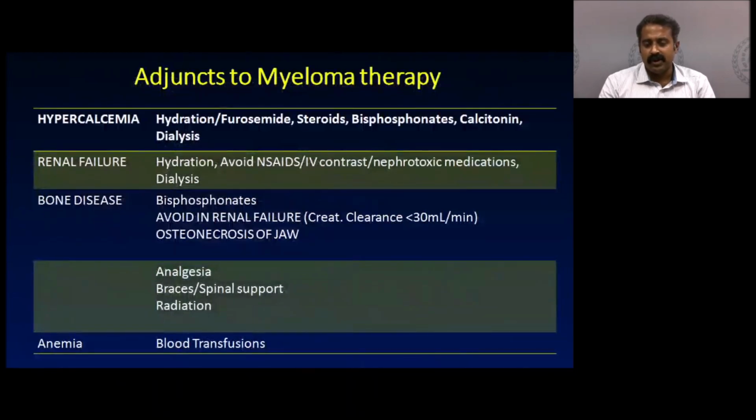Along with treatment of multiple myeloma by chemotherapy, it's very important to understand that you need to manage the hypercalcemia, which is an emergency. So the patient has to be well hydrated. The patient has to be given diuretics. The other treatments for hypercalcemia are steroids, bisphosphonates, calcitonin, and dialysis.